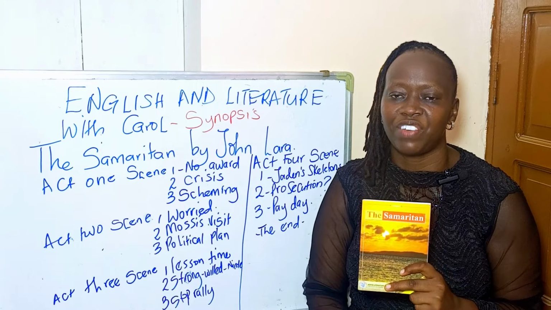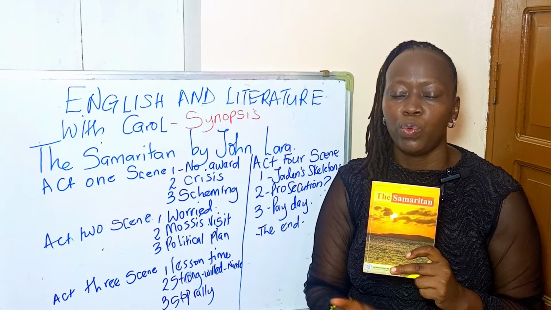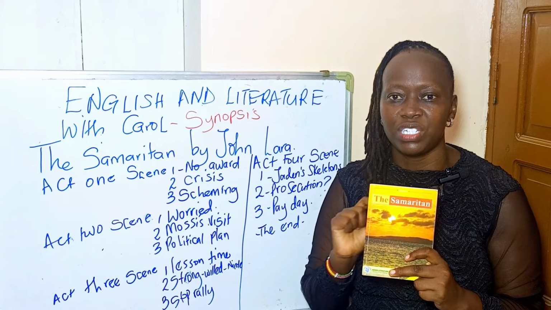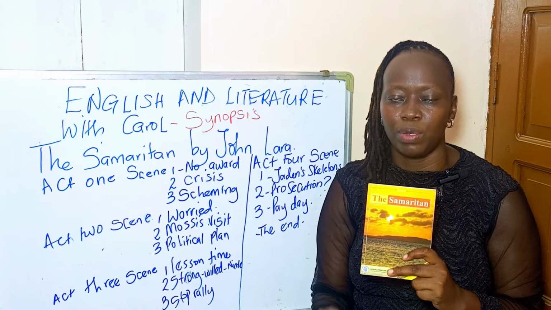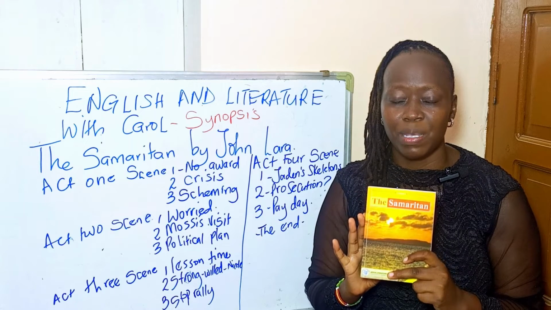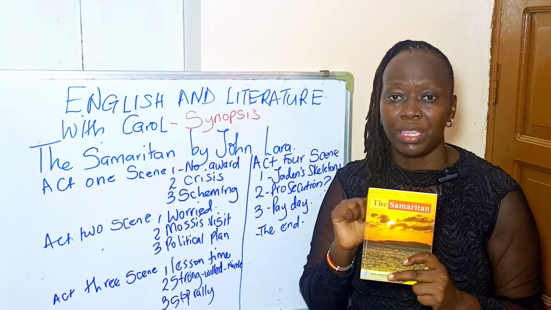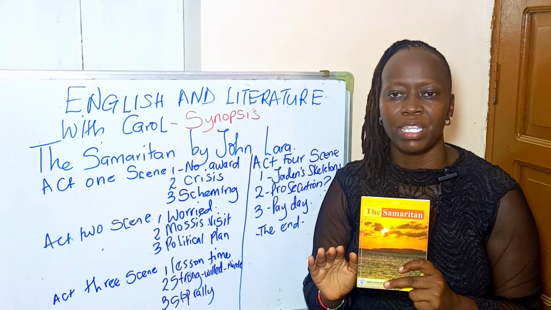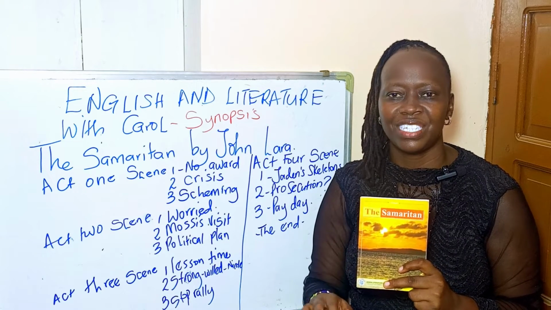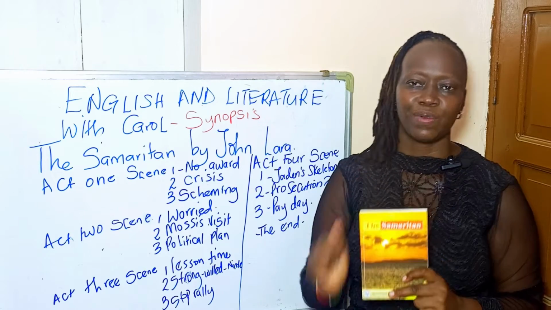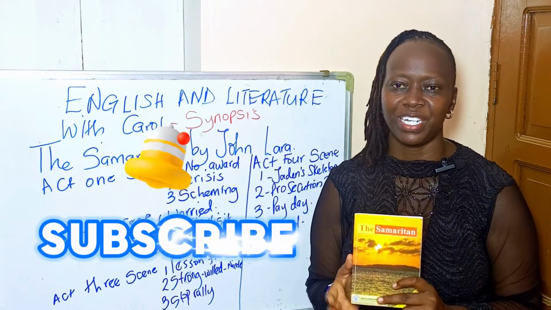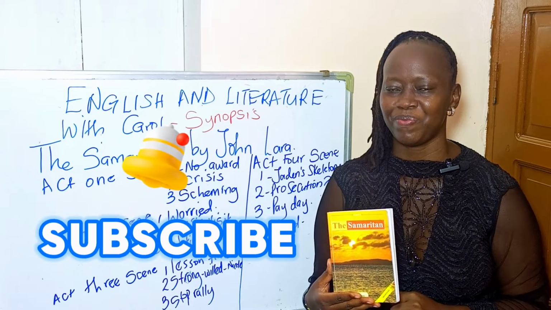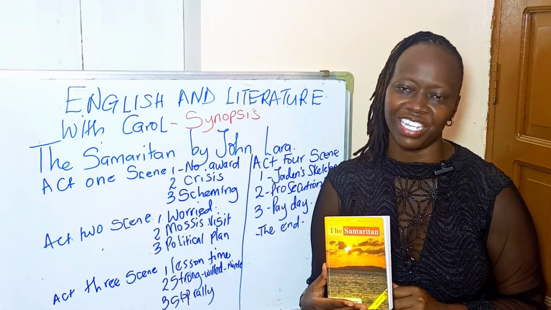That's normally 25 marks. Or you will be preparing for paper 3, especially for 2024 candidates. You'll be preparing for the Samaritan as a paper 3. Either way, you need to remember this book at heart, love it, understand it, and that is why I'm here, to teach you and guide you. Please feel free to come and join me on this lovely journey.